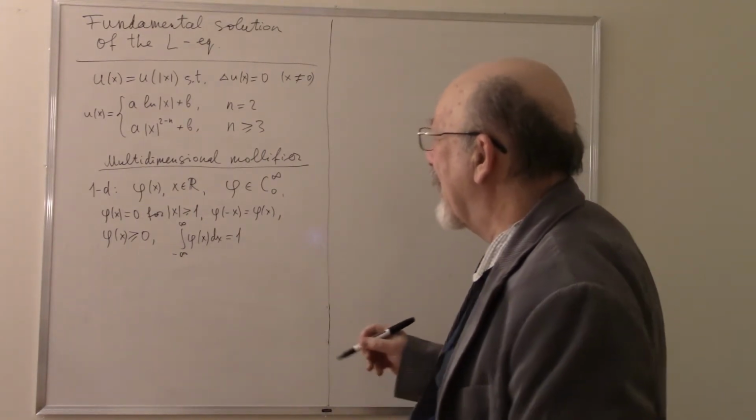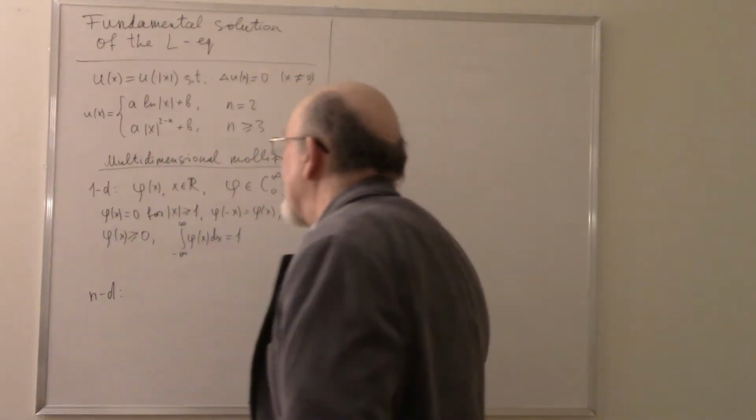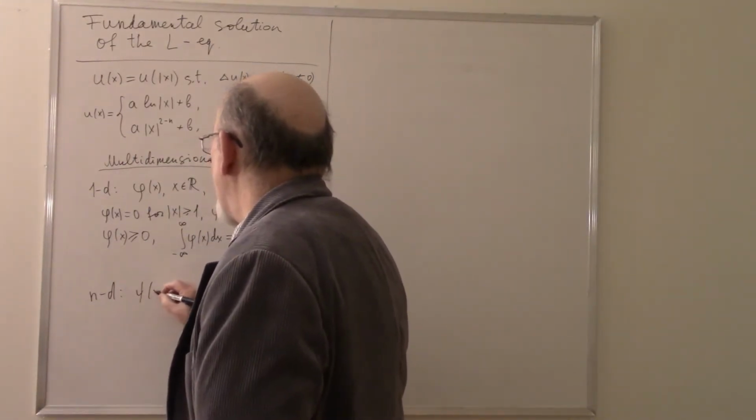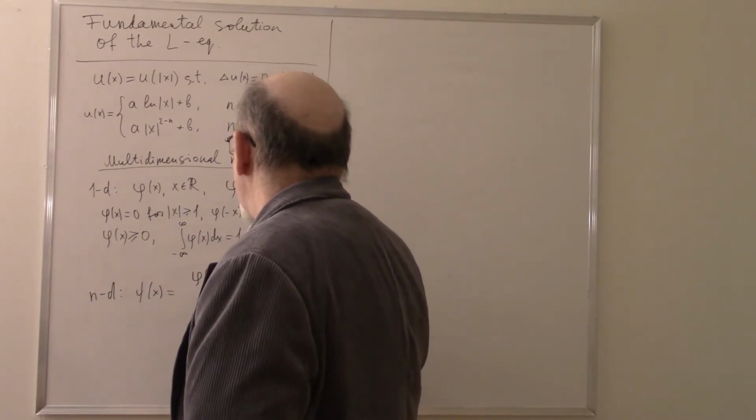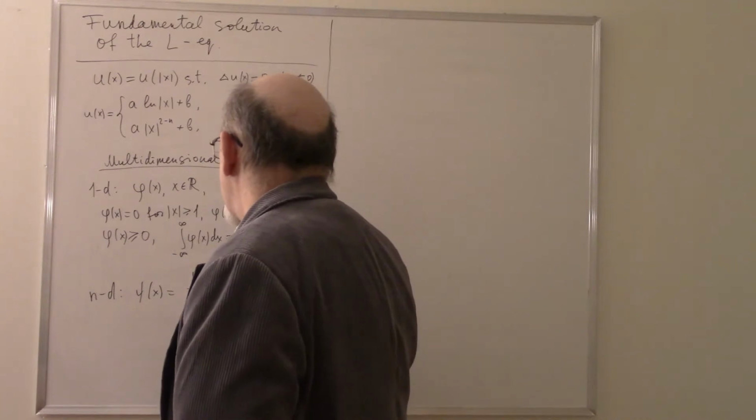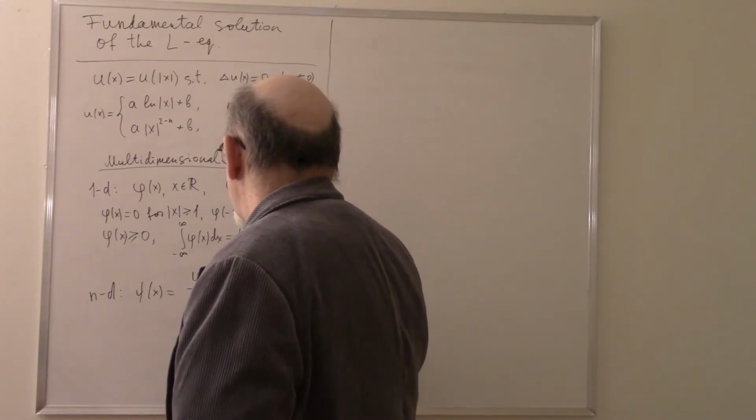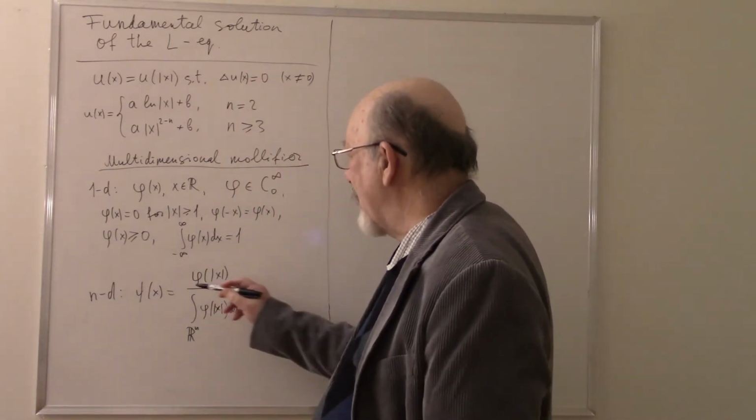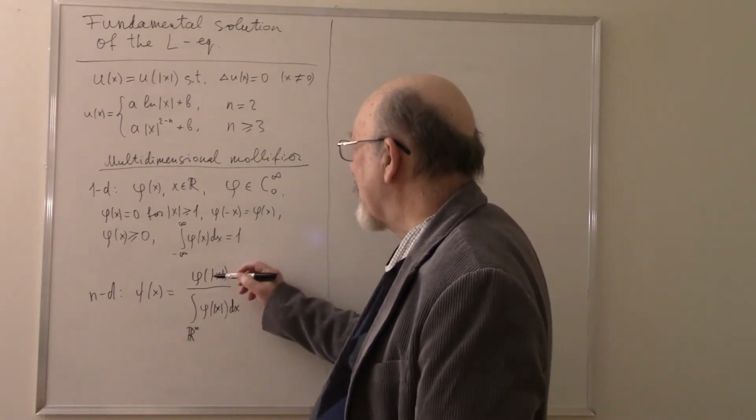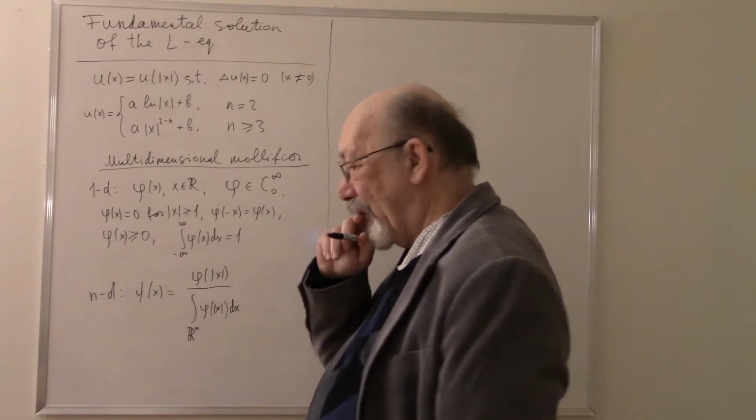And now consider another function in the n-dimensional case. We consider the function, say, psi of x equals phi of modulus x divided by the integral over all R^n of phi of modulus x dx. So what is this function? Psi of x, because it is phi of modulus x, is 0 for modulus x more than 1. One thing.